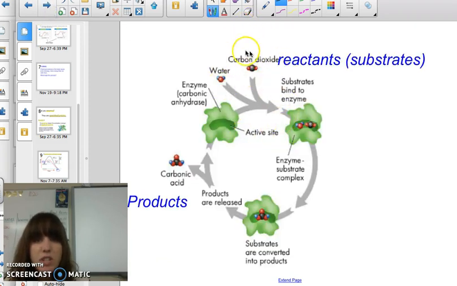Here's another image to help you out too. We've got this process, these reactants, water and carbon dioxide, and this enzyme is just going to speed up the process and turn those reactants, or those substrates, into a new product, and the product would be carbonic acid. And that's something that happens in our bodies.